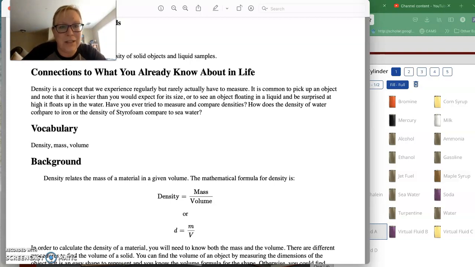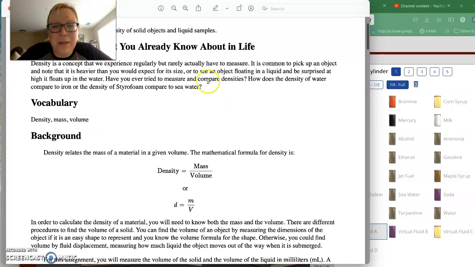When I first got into the lab, we had some mercury in some jars, and I picked up mercury thinking it was going to be as heavy as water. And mercury, of course, its density is much larger than water, and I was very surprised and shocked. So this is something that we run into quite frequently and can be surprising and shocking. They talk about comparing densities, like how the density of water compares to iron, or the density of styrofoam compared to seawater.